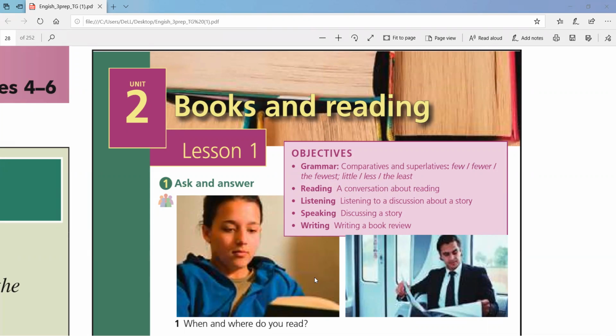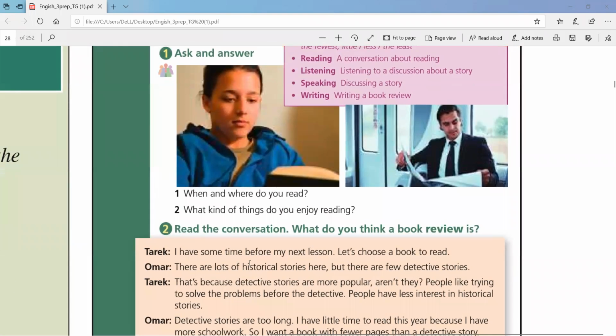Reading, we will have a conversation about reading. Listening, we will listen to a discussion about a story. Speaking, discussing a story. Writing a book review. Here, there are some warm-up questions.